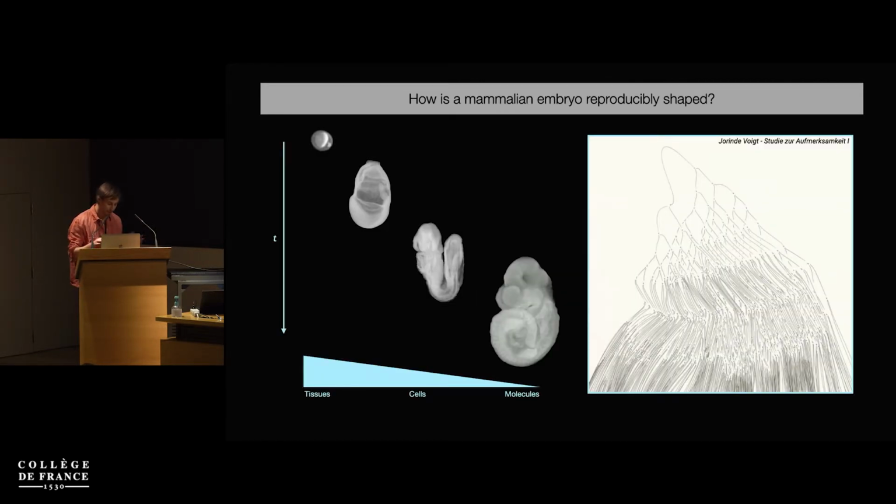And I think this all comes back to one major question that we have in the lab: how is a mammalian embryo reproducibly shaped? How are these massive morphological transitions that you see here coordinated with lineage decisions, and how is this achieved across spatial and temporal scales? And this is pretty much a problem of emergence, and as Ben put it very nicely this morning, also of downward causation. I can't agree more.